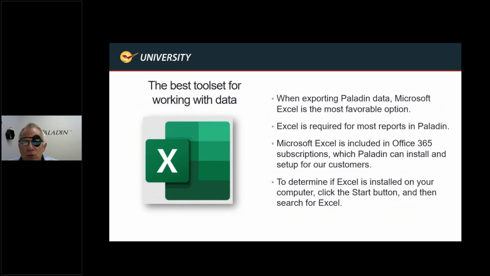All right, so what's the best tool for this? Excel. It just makes sense. You know, it's required for a lot of the reports in Paladin. It's included in Office 365. We are a Microsoft Gold certified partner, so we can sell you the Office 365 subscription, and we can install and get you set up with Excel.